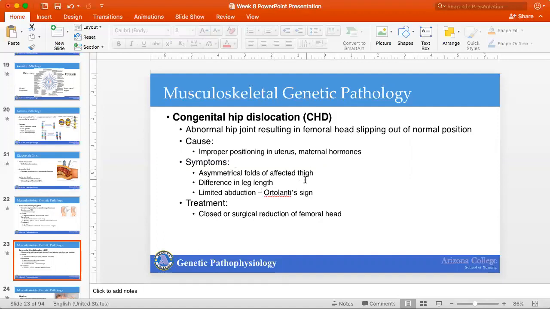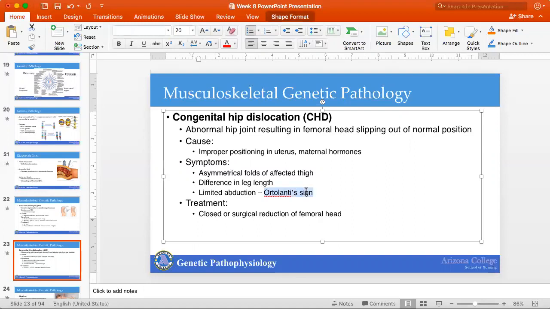Symptoms: asymmetrical folds of the affected thigh, difference in leg length. Obviously, if the hip is dislocating, you're going to be moving the whole leg out of position, so you will see differences in leg length from one to the other. And then a limited abduction, also referred to as Ortolani's sign. If you take their hip out to the side, because it's dislocated or easily dislocated, it's not going to abduct normally.